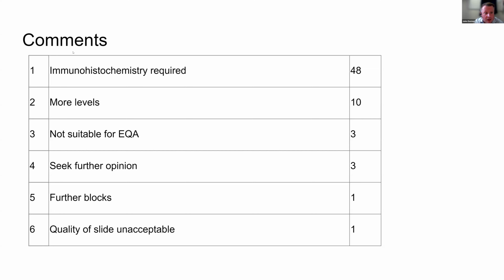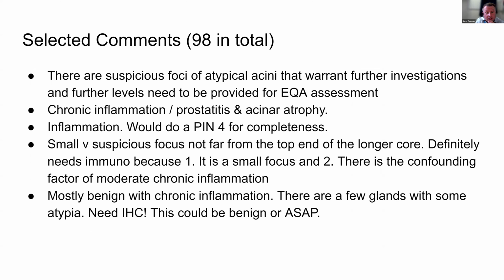So there were some comments. I suspect the immunohistochemistry was related to those glands that people suspected could potentially be an atypical area within the glandular structures within that biopsy. Otherwise, there were not particularly any comments generally. There were 98 in total, so a moderate number compared to some of the higher numbers that we've seen in the other cases, that suggested a couple of atypical foci, more levels. Most people thought it was chronic inflammation, prostatitis with some atrophy.